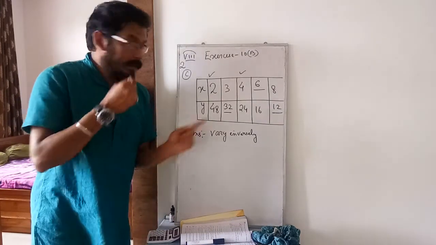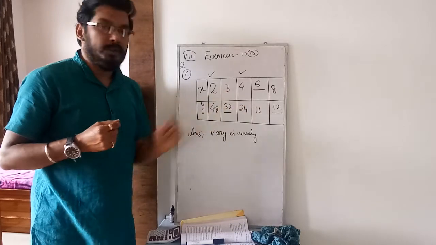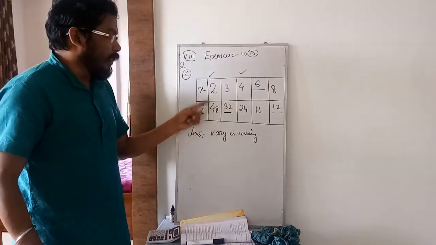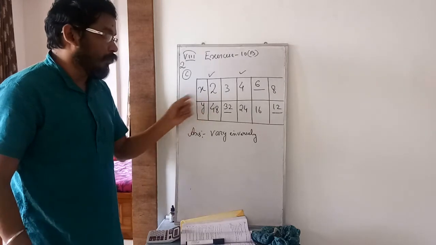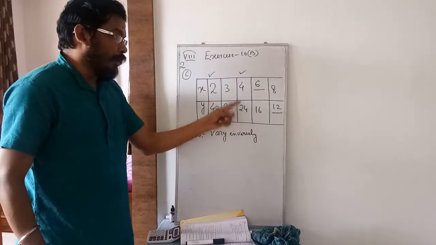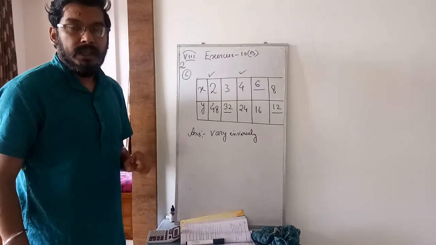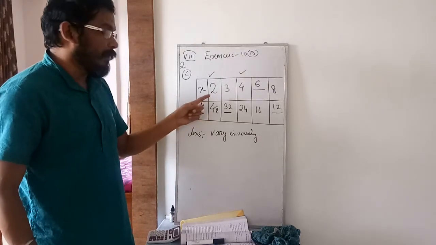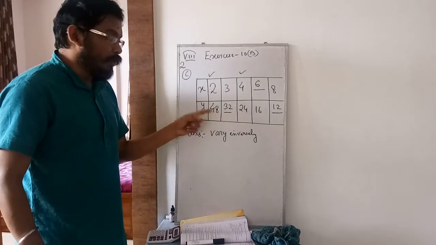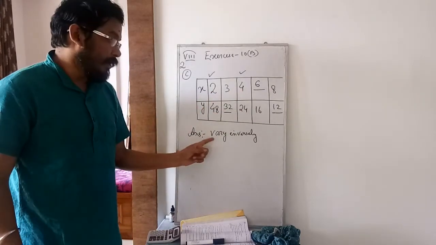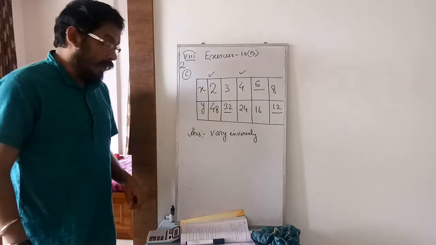Why? Because here both the values were given. First I checked for direct variation: 48 by 2, 24 by 1, 24 by 4, 6 by 1. So it does not vary directly. The next is inversely. What have I done? Multiplication. 2 into 48 is 96, 4 into 24 is 96. So it varies inversely, and I have found out the other values.